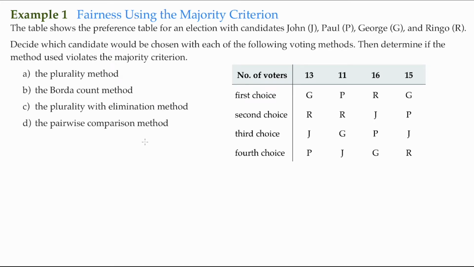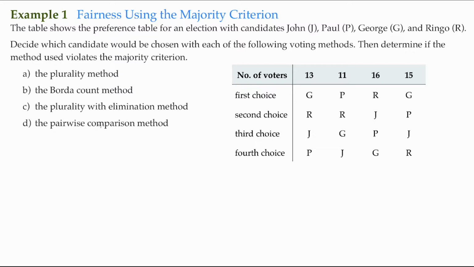So in the previous section, we examined four methods of voting: the plurality method, the Borda count method, the plurality with elimination method, and the pairwise comparison method. Each one of these methods is used to determine a winning candidate of an election. However, in this section, we are introduced to criteria that will help determine the fairness of each of these election methods. The first criterion we will examine is the majority criterion.